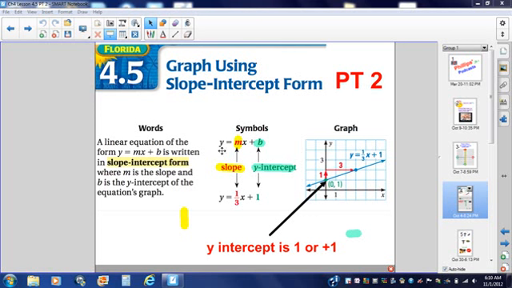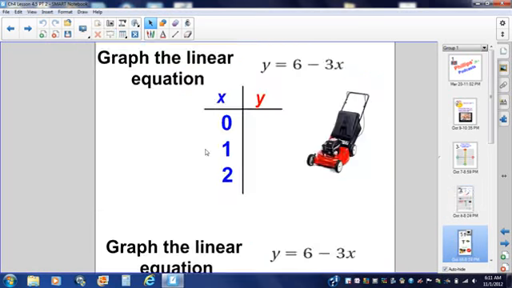Remember, yesterday we said that the equation for the slope intercept form is y equals mx plus b. We said that the slope is always the number touching the variable x. The y-intercept is the number that is not touching the variable x. We said yesterday that there are several different ways that you can graph a linear equation.